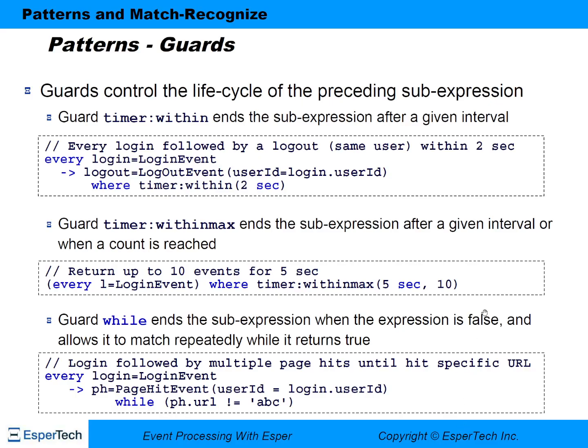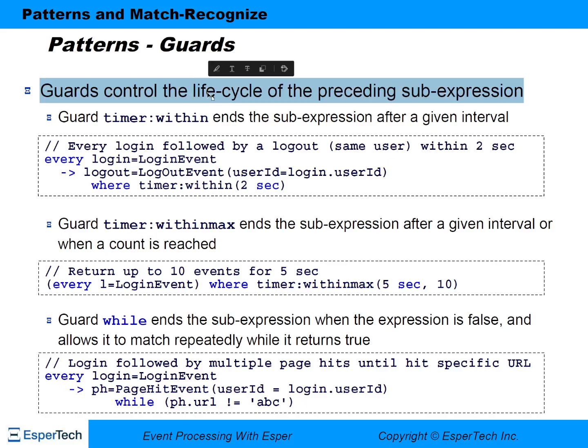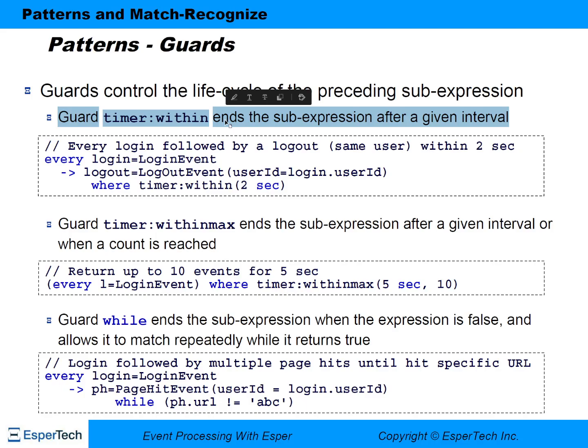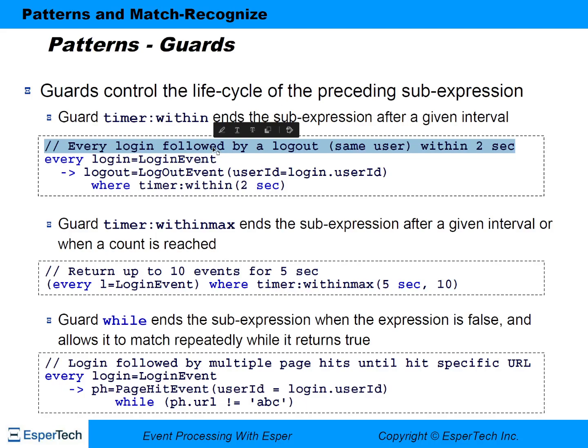Guards control the lifecycle of the preceding sub-expression. The guard timer within ends the sub-expression after a given interval. Let's say we want every login followed by a logout, same user, within 2 seconds. The pattern is every login event followed by logout event with matching user where timer within 2 seconds.